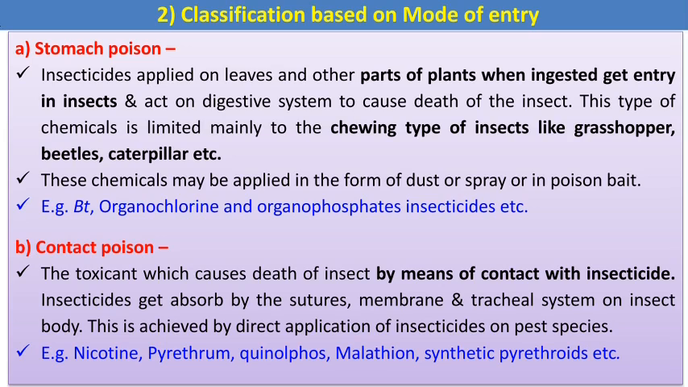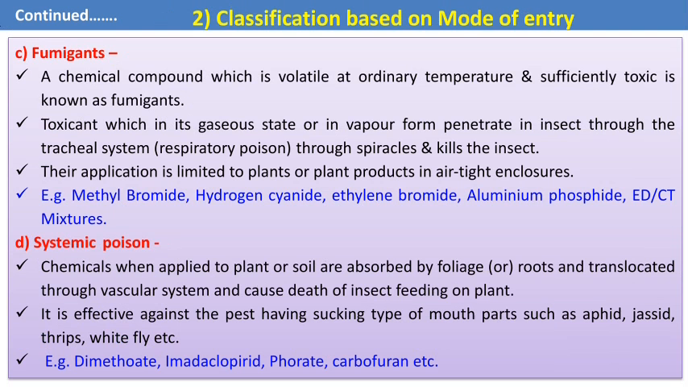Next one is the contact poisons. A contact poison enters into the insect body through different natural openings of the insect body like sutures, membranes, and the tracheal system. In that, nicotine, pyrethrum, quinalphos, malathion, and synthetic pyrethroids are the contact poisons.